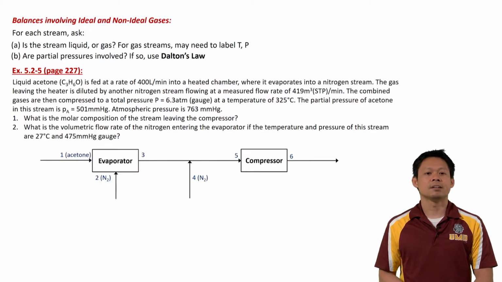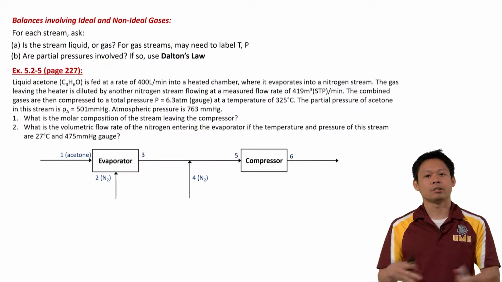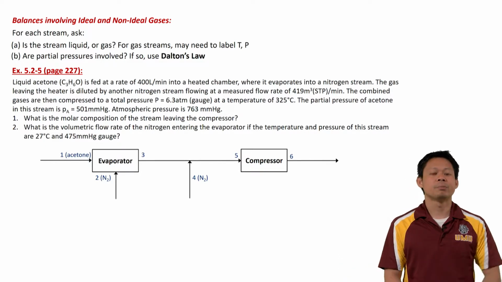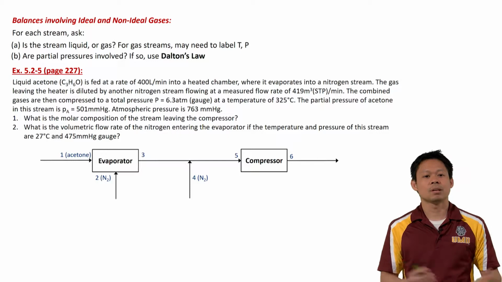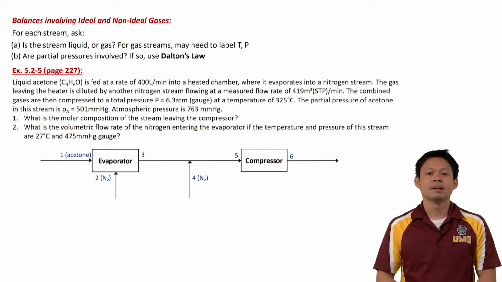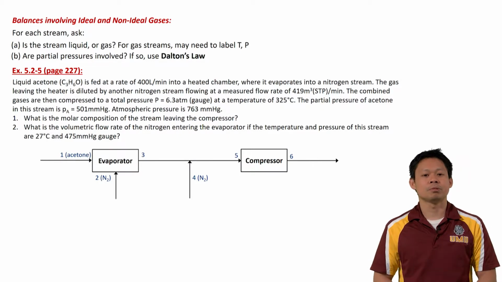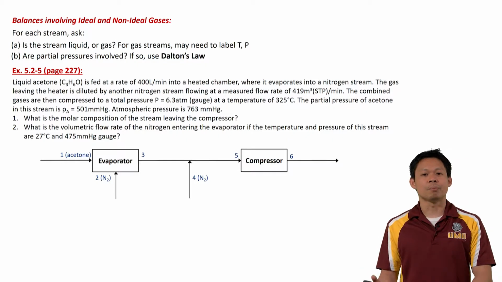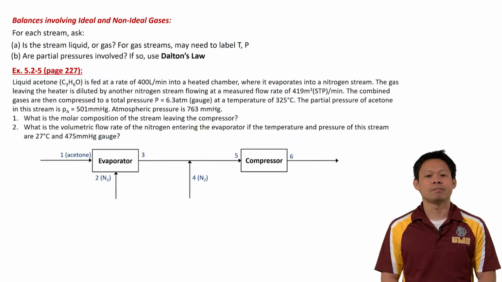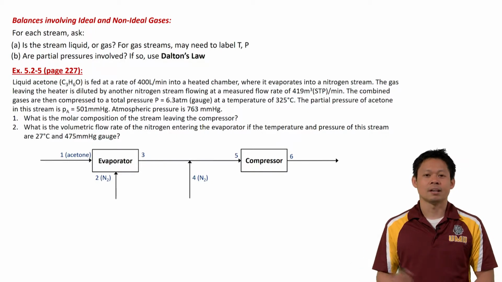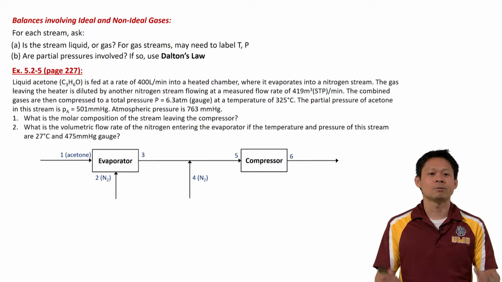Drawing the skeleton of this process flow chart, we have an evaporator and we have a compressor. In the evaporator, we have an acetone stream that is evaporated into a nitrogen stream. So you have streams 1 and 2. Then you have a combined stream that comes out, stream 3. This stream 3 is combined with more nitrogen, that's our stream 4, to give you our input into the compressor, which is our stream 5, and then we're going to increase the pressure, and it gives us our stream 6.